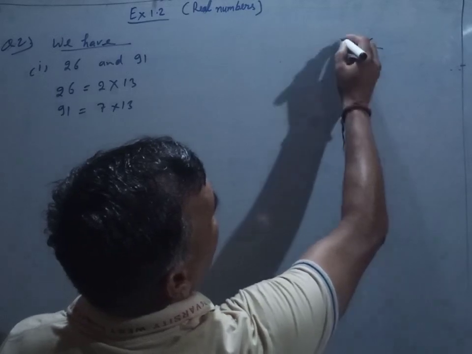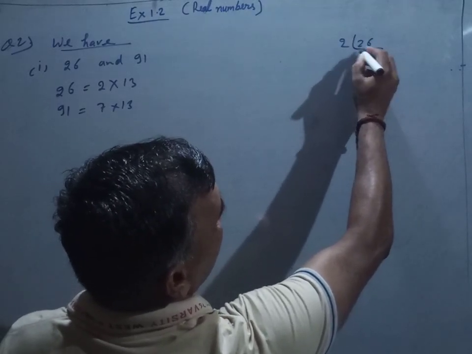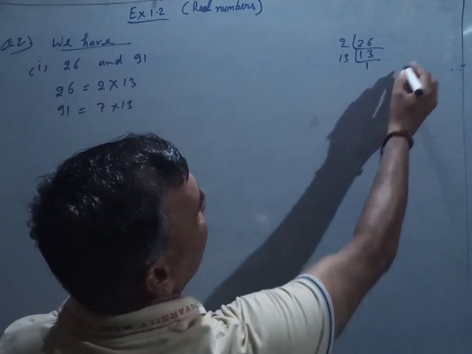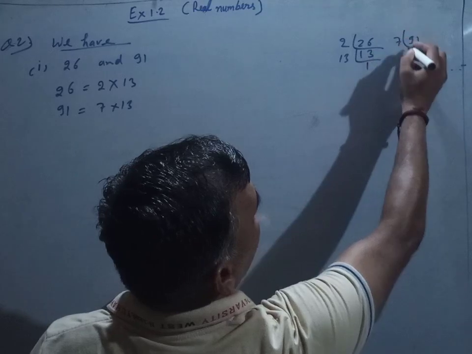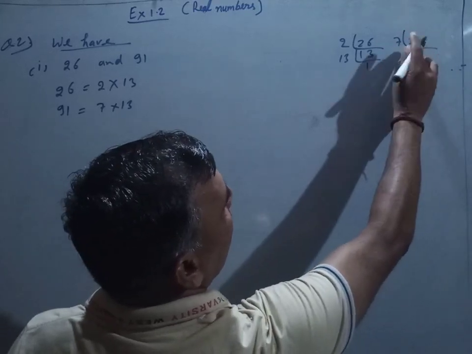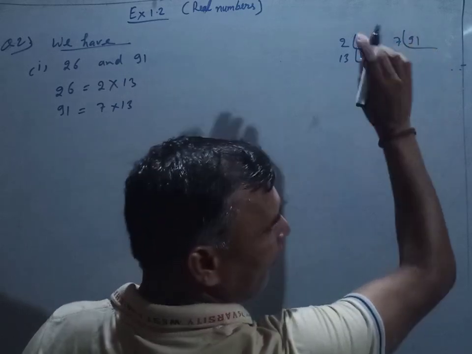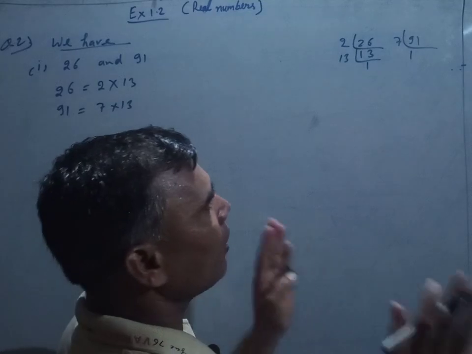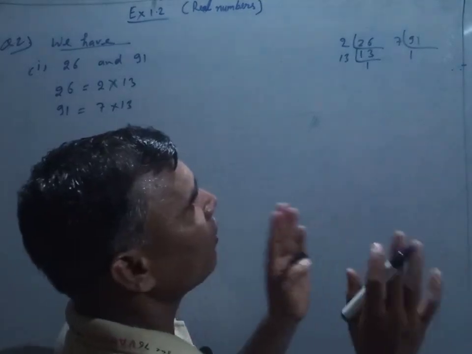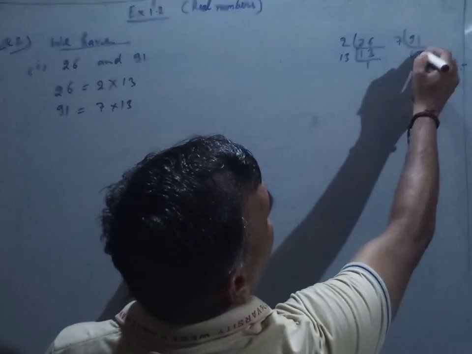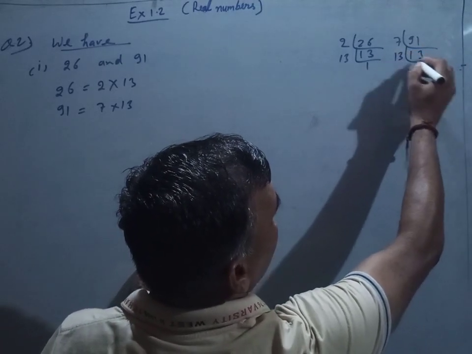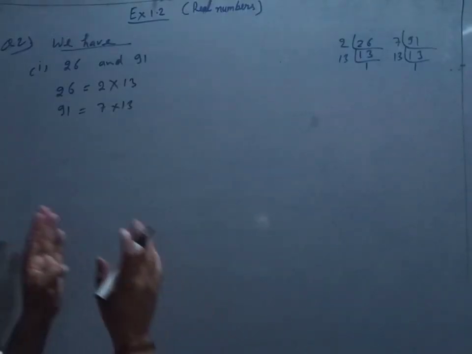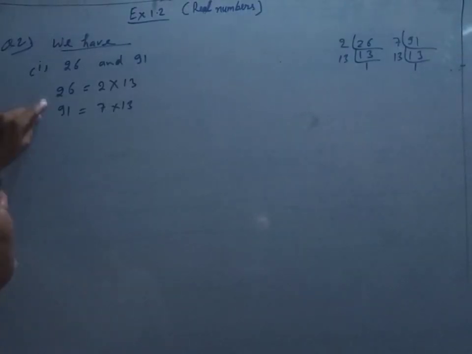26 is divided by 2, 2 threes are 6, and now we can divide by 13, 13 ones are 13. And 91 is divided by 7, and otherwise you can divide by 13. So 7 ones are 7, 2 is left as the remainder, and we bring down 1 to get 21, and 7 threes are 21. Now we divide by 13, 13 ones are 13, and we can express these numbers, 26 and 91, as the product of prime numbers.